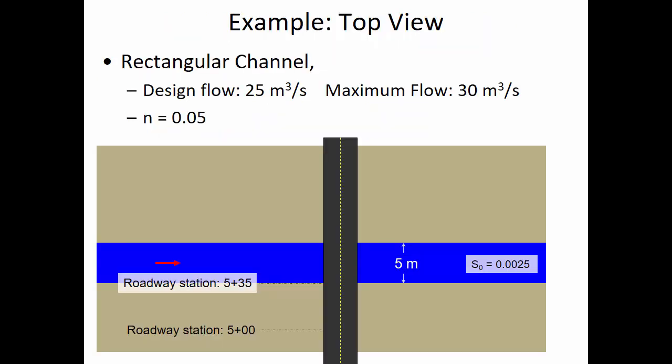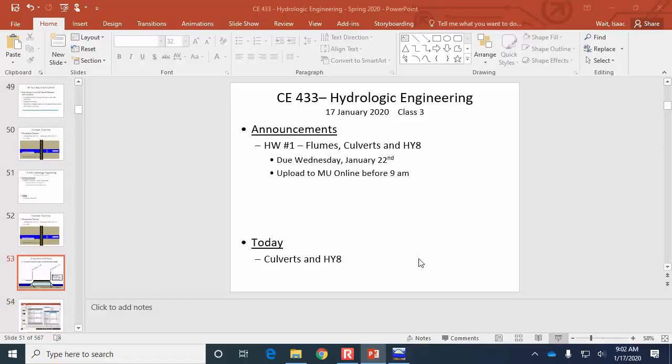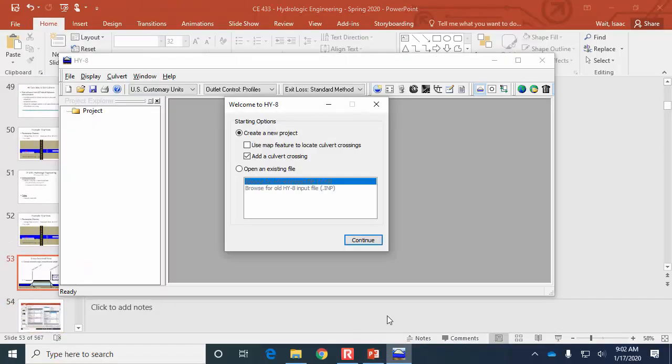Alright, so we're going to pick up where we left off, and last time we were looking at this top view of a stream that's crossed by a road, and the width of the stream is 5 meters. It's a rectangular channel, and what we want to do is analyze what's going to happen when 25 cubic meters per second is our design flow, going up to a maximum flow of 30 cubic meters per second, and just take a look at essentially how high the headwater is getting and whether this 24-inch diameter culvert is going to be sufficient to carry the design flow. So where we left off last time, we didn't get far.